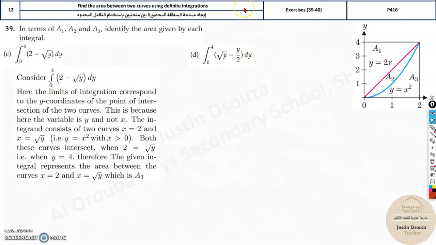Now, this is for you guys. Try it now. Pause the video and try it. I hope you tried it. Again, it's the same thing. Blue one is root y, because you can take the square root on both the sides. This is going to be square root y.